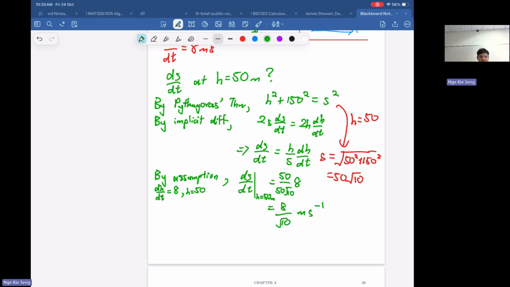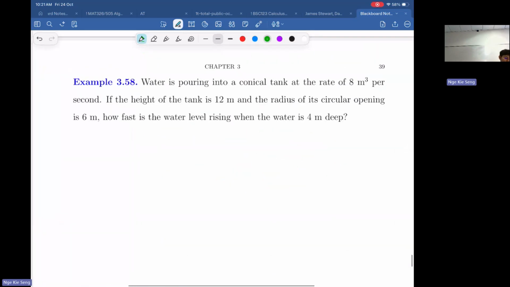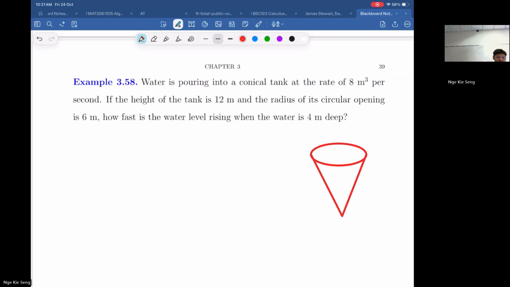Okay. Next question is similar. If it is similar, then we just discuss what we need. So this question is similar. Water is pouring into a conical tank at a rate of 8 meters cubed per second. So starting from here, you can start drawing already. What's a conical tank? You should know what a cone is. A cone like that, right?